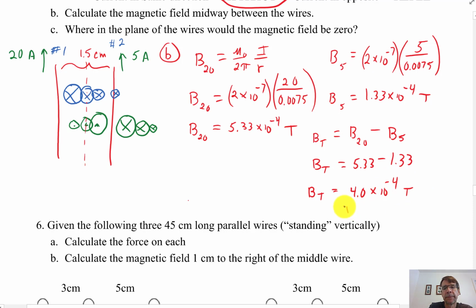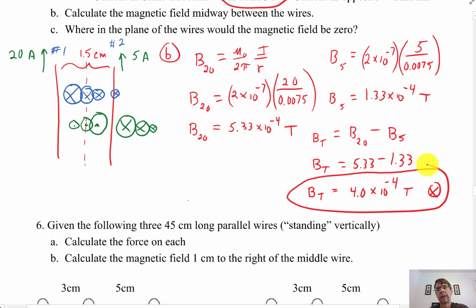It's toward the floor. Or I could just put it like this. Here's my answer. That means toward the floor, X. That's understood. Toward the floor. So that's the net magnetic field midway between the wires. And you could pick any location.